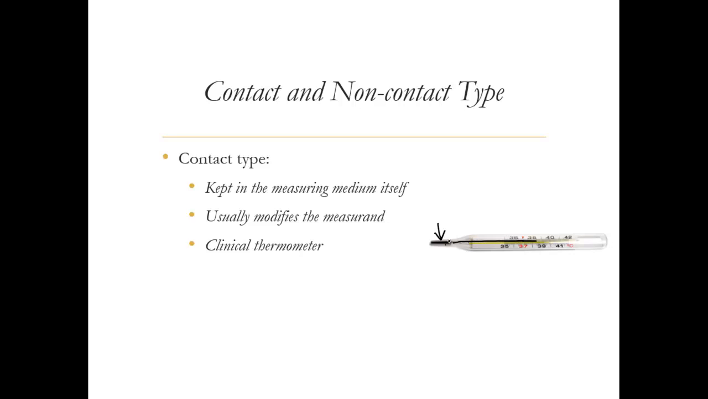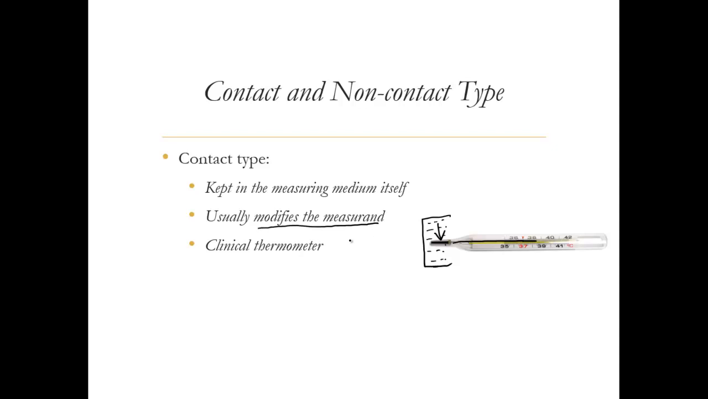So the classification we want to make here is about contact and non-contact type. In the contact type, the instrument actually comes in contact with the measurand. If you want to measure the temperature of a fluid, it has to go into the fluid. If you want to measure body temperature, we have to put it below the tongue or at different places. So we actually get in contact with the measurand. Obviously that modifies the measurement because it takes some energy from the measurand, but it may not be too much, or it may still be very little.